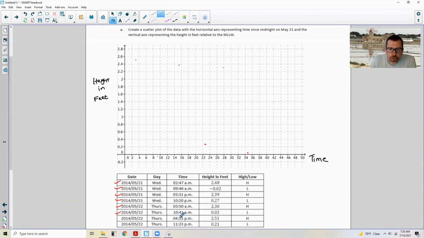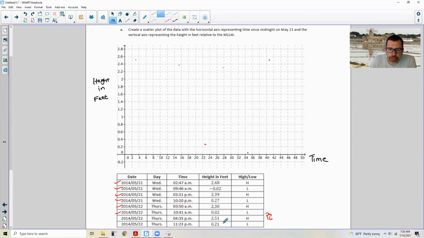4:35 p.m. 4 p.m. is 16 in the military time. 24 plus 16 is 40. So it's 40 hours and 35 minutes after the first midnight on the 21st. Okay, so 40, 35. So halfway between 40 and 41 and 2.51. So way up here, 2.51 would be about here.